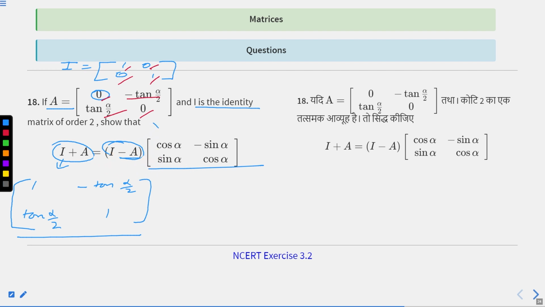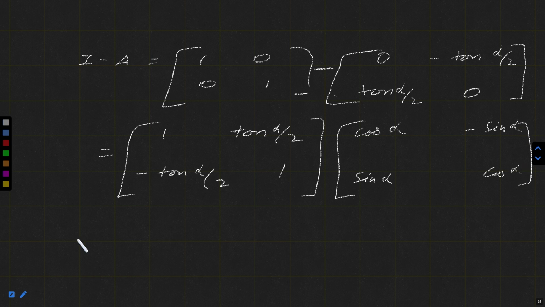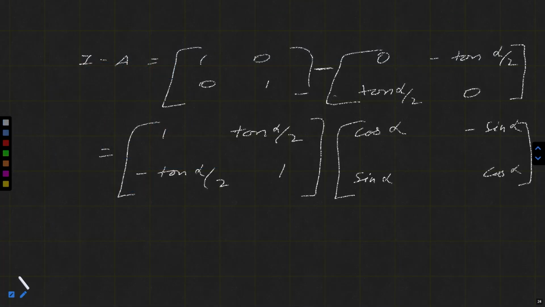Now we have to multiply this given outcome by the matrix given to us, which is cos alpha, minus sin alpha, sin alpha, cos alpha, which is of order 2 cross 2, a square matrix. So let us multiply. Clear?